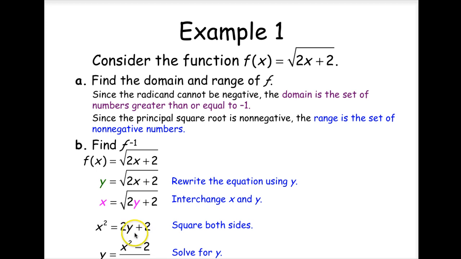So y is equal to x squared minus 2 over 2. Then we substitute back in f inverse for y.